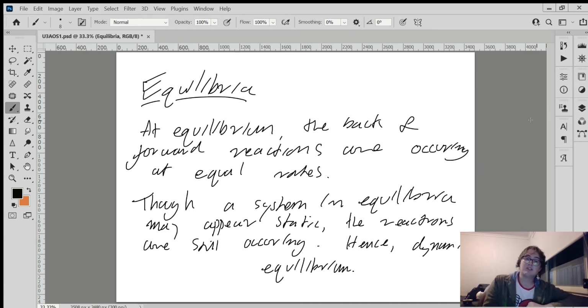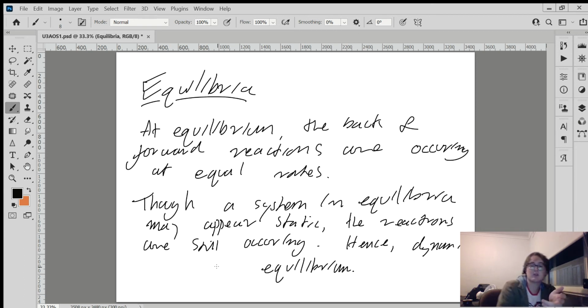Now, with the double arrows, we get to the concept of equilibria. In equilibrium, the backwards and forwards reactions are occurring at equal rates. Though a system in equilibrium may appear static, the reactions are still occurring. This is why we call it dynamic equilibrium.